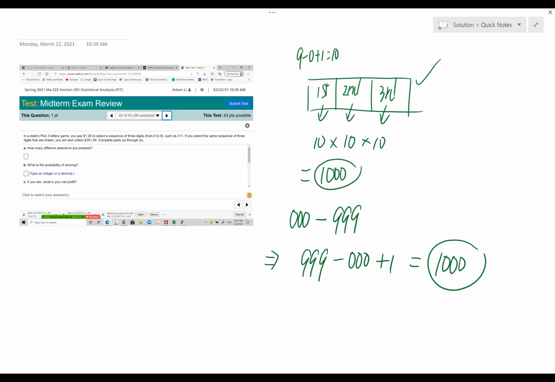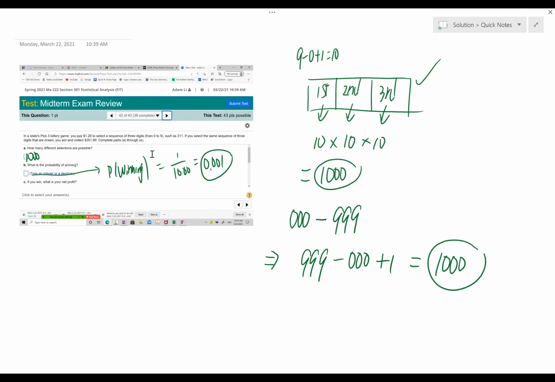And how many different selections? 1,000, right? 1,000 different selections. And what is the probability of winning? Remember, there's always one group of winning numbers. So here it is 1 over 1,000. So the probability of winning is 1 over 1,000. If you want to turn it into a decimal, it will be 0.001.